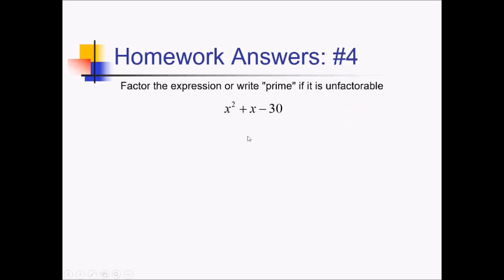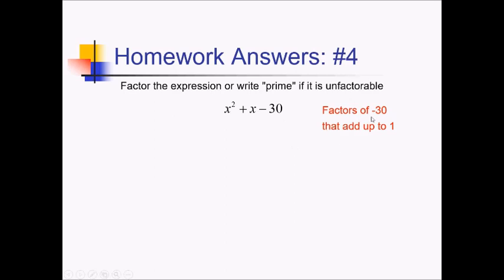For this one, we're trying to find factors of negative 30 that add up to positive 1. That's what we'll need to do to factor this thing. Once we find those factors, we'll just put them in some parentheses with x's. Since this is just x squared, we can use this little bit of a shortcut here.